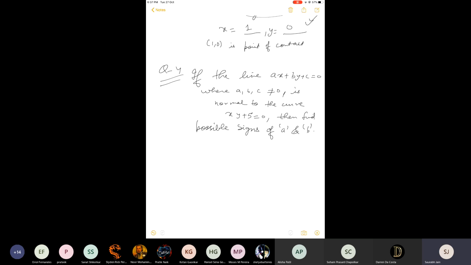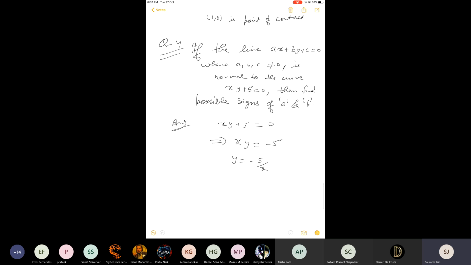Now we have to use the fact that this line is normal to the curve xy plus 5 equal to 0. So what we will do, this is your curve, xy plus 5, and we can write it like this also. It is a rectangular hyperbola if you remember. So the given curve is this. You simplify it, you get this. Now from here you will find dy by dx, that will be minus 5 by x square.